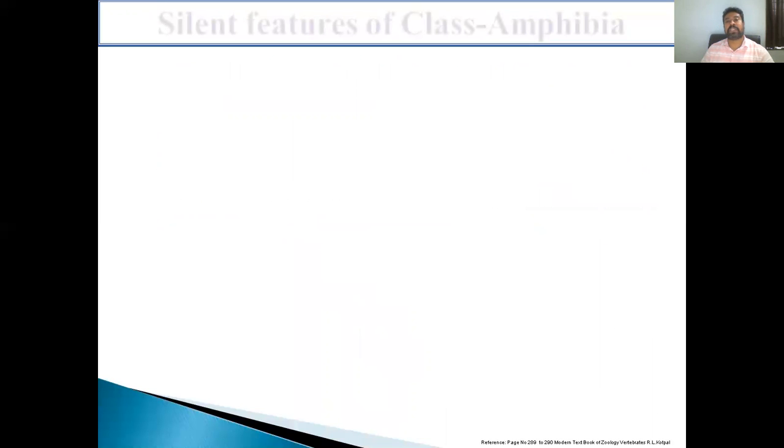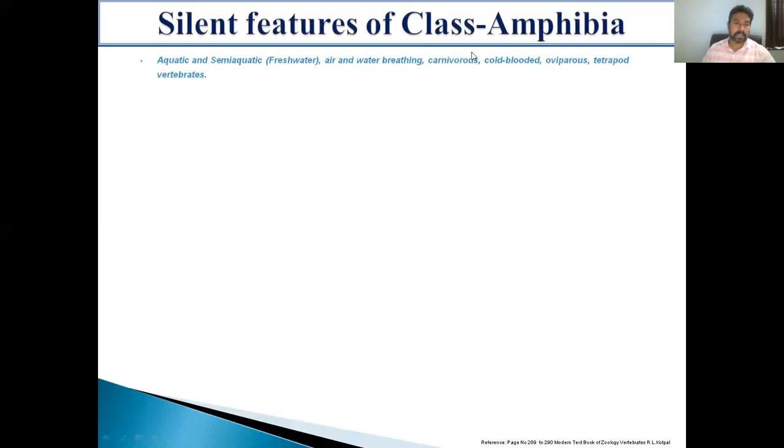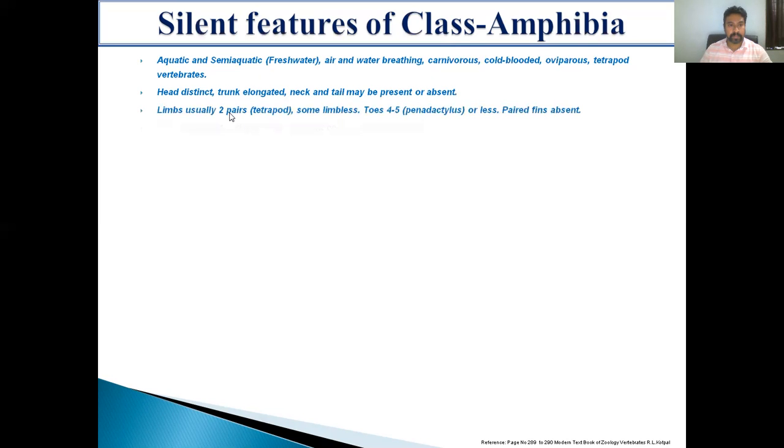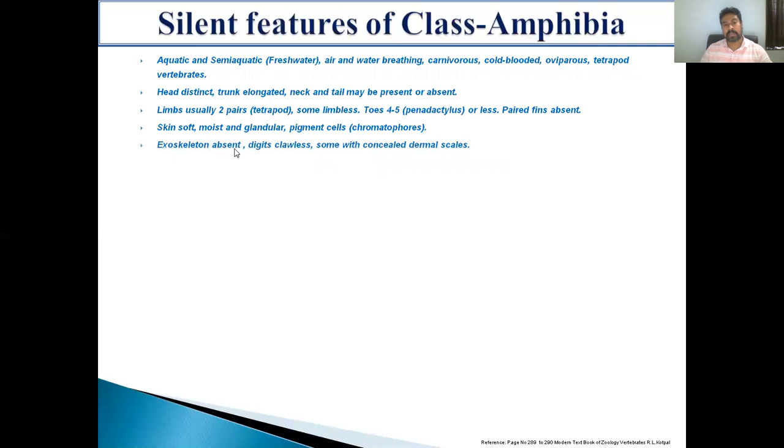the whole salient features of class Amphibia: these amphibians are aquatic and semi-aquatic. They are carnivorous, cold-blooded, egg-laying, tetrapod vertebrates. The body is divided into head and trunk; in some forms a neck or tail may be present or absent. Limbs are usually two pairs. Skin is soft. Glands are present, mucous glands, and chromatophore pigment cells are present. And they show cutaneous respiration. Exoskeleton is absent. Digits are clawless. In some forms, minute scales are present.